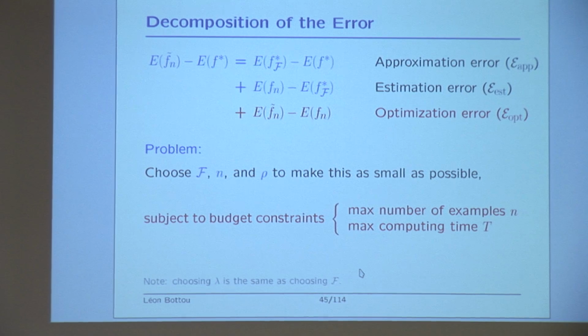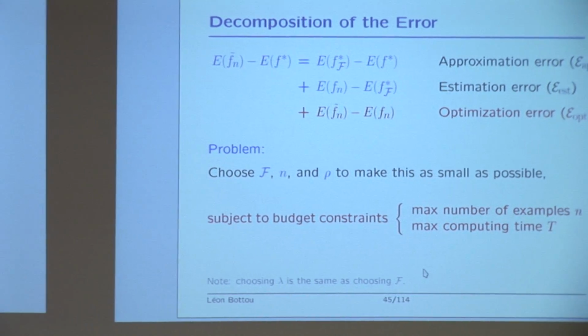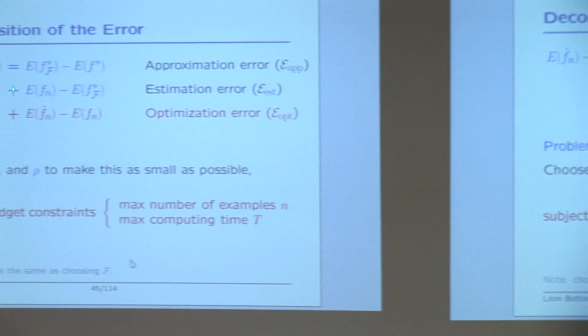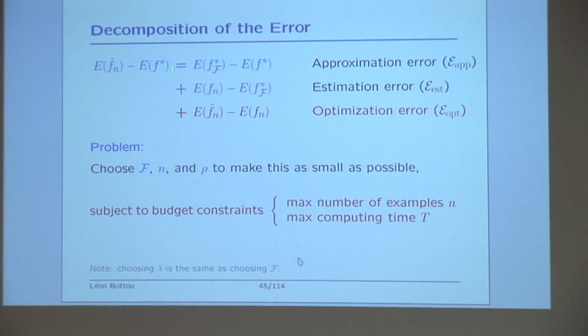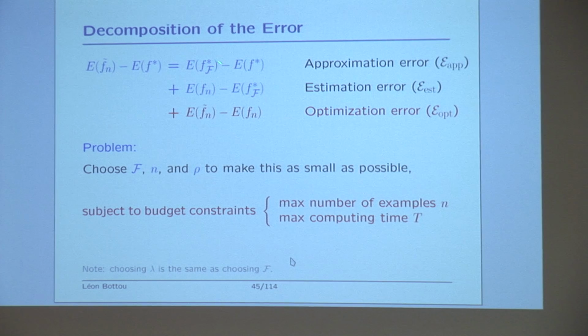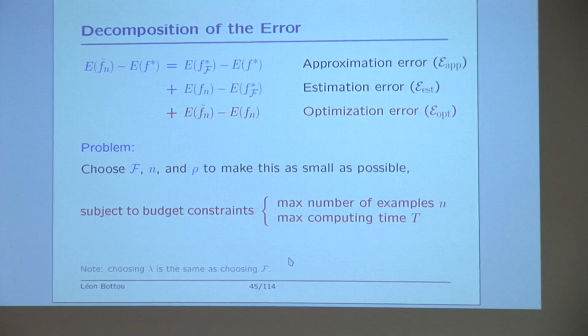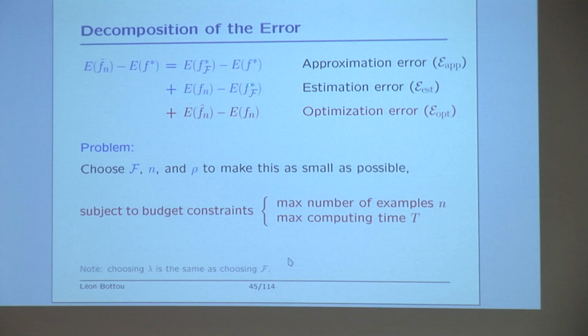So when we decompose the error, we have a third term. So basically, the error we get with this algorithm minus the best we could ever get is the sum of something we lose because we search the function in a family that's less than everything, something we lose because we have a training set of finite size, and something we lose because we don't optimize perfectly. And our problem now is to choose the family of function, the number of examples, and the accuracy to make this sum as small as possible.